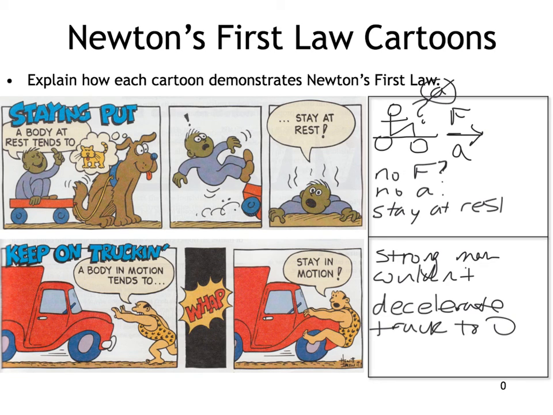And my explanation for the second one is that the strong man couldn't decelerate the truck to zero, given that he wasn't able to apply enough force to the truck to accelerate it all the way to zero.